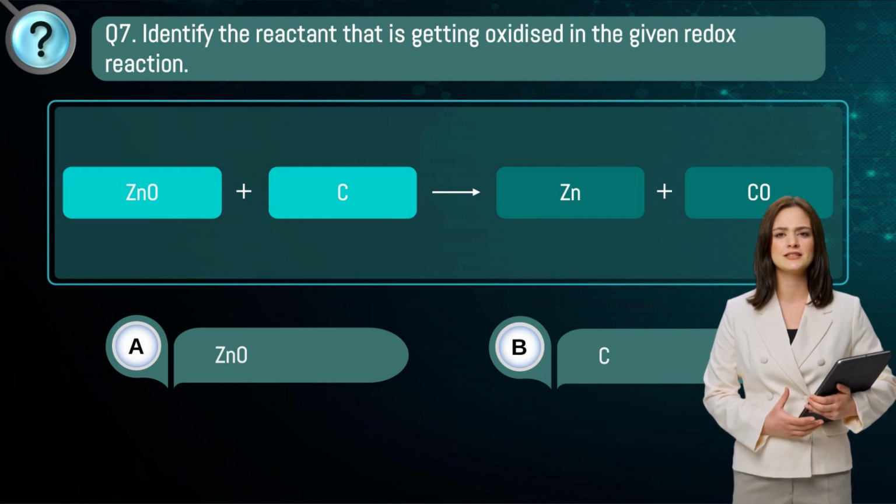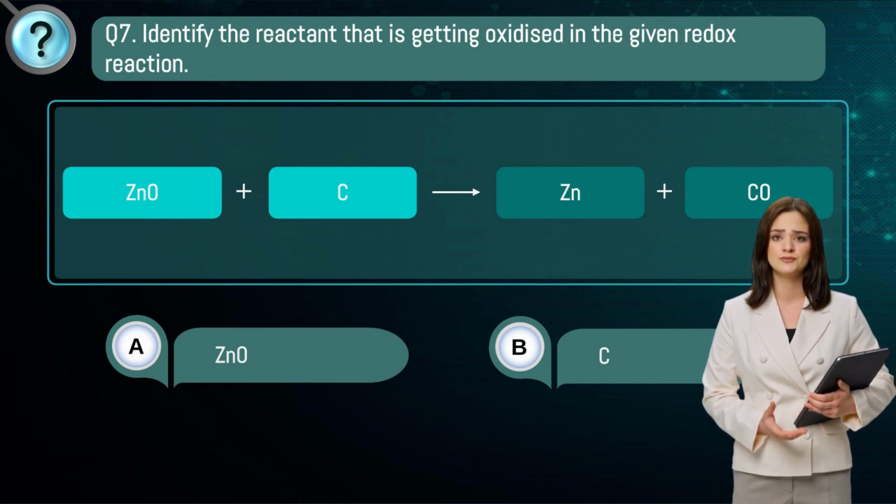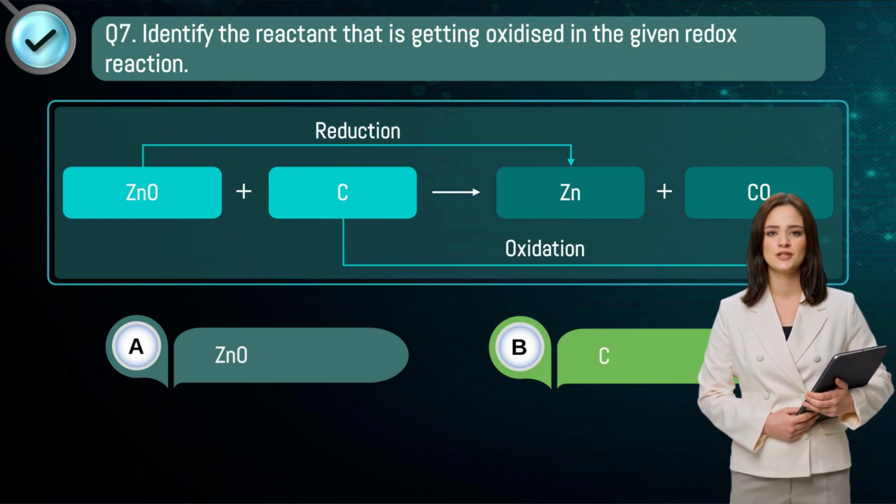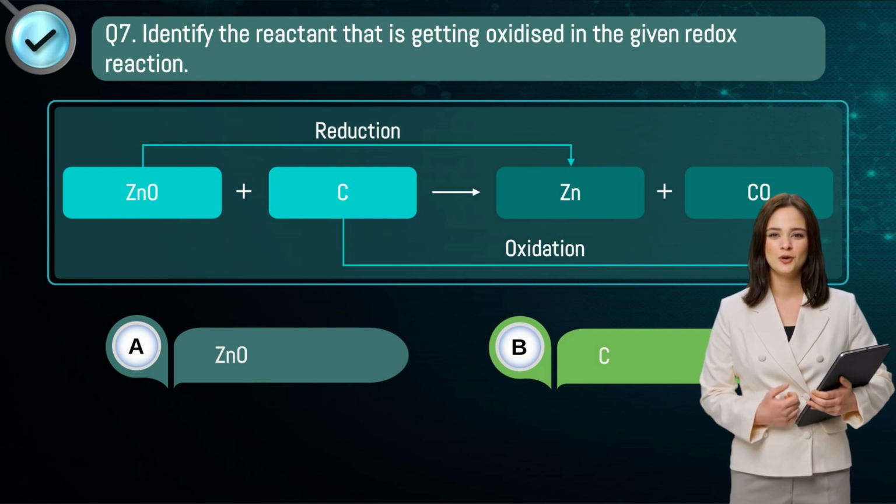Identify the reactant that is getting oxidized in the given redox reaction: ZnO plus C gives Zn plus CO. Pause and answer the question. In the redox reaction, carbon is oxidized. It loses electrons to form carbon monoxide, CO, while zinc oxide, ZnO, is reduced to zinc, Zn. This process exemplifies the transfer of electrons, a key characteristic of redox reactions. A summary slide is coming up on the next slide.